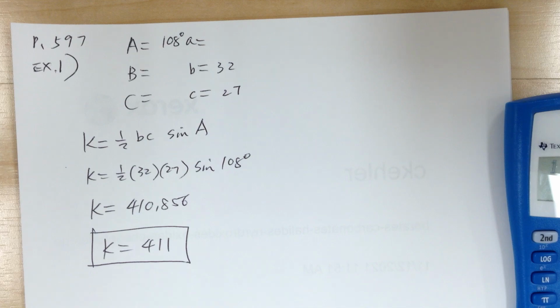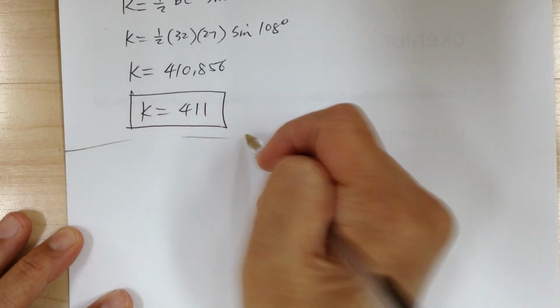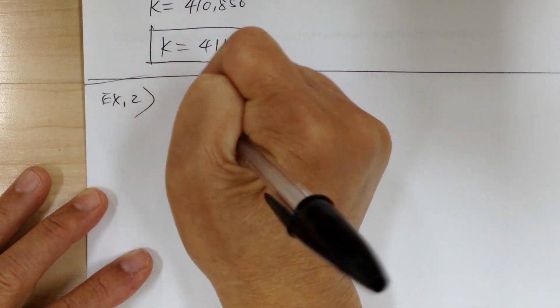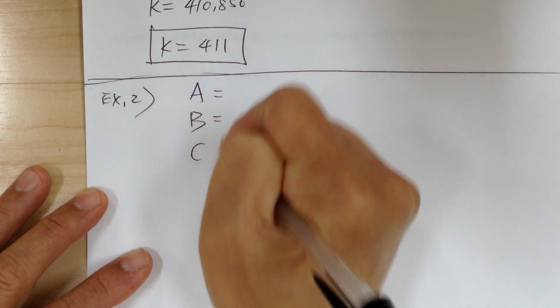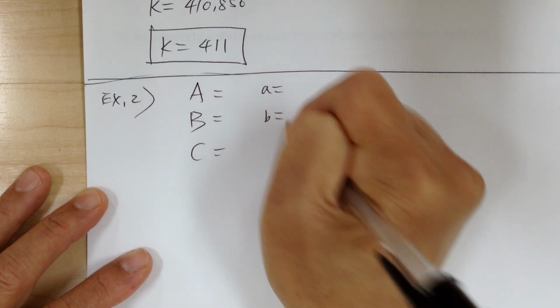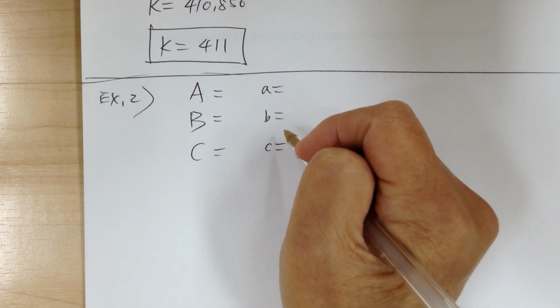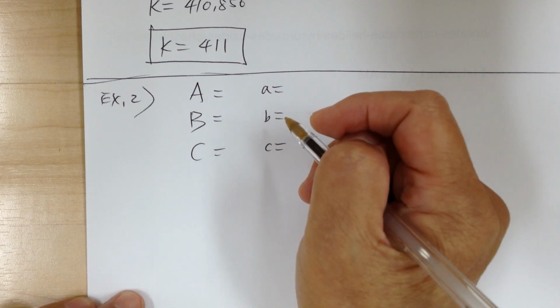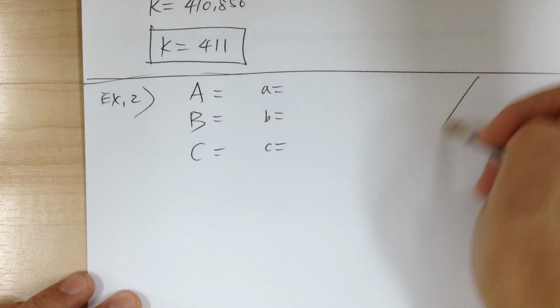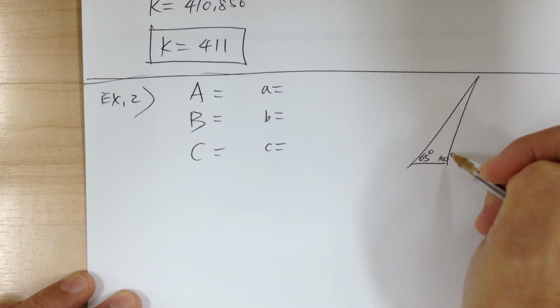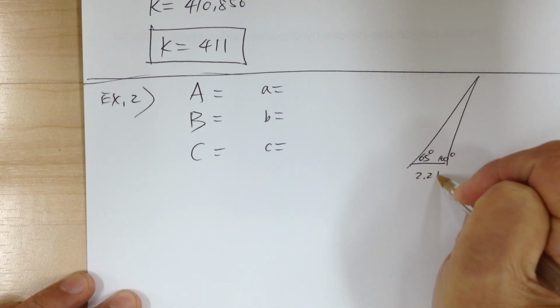Okay, let's go to the next one. Example 2. Again, I want to write down my information so I can visualize. Example 2: find the area of the triangle shown at the right. The triangle is given like this. This is 65 degrees, this is 100 degrees, and this is 2.2 meters.